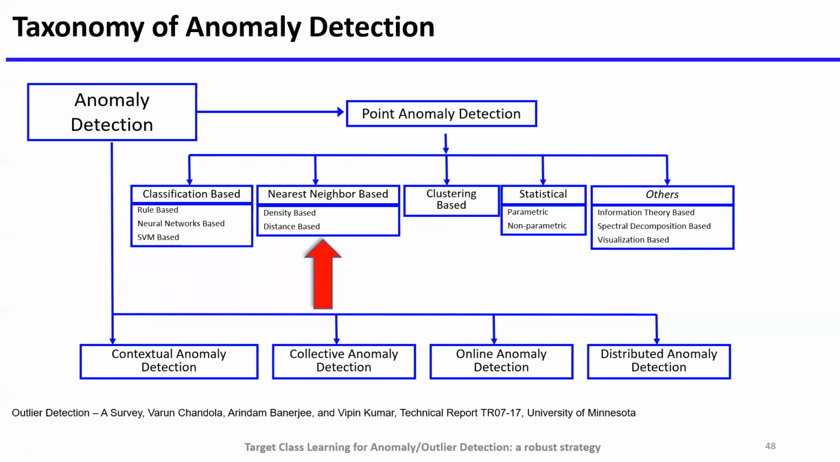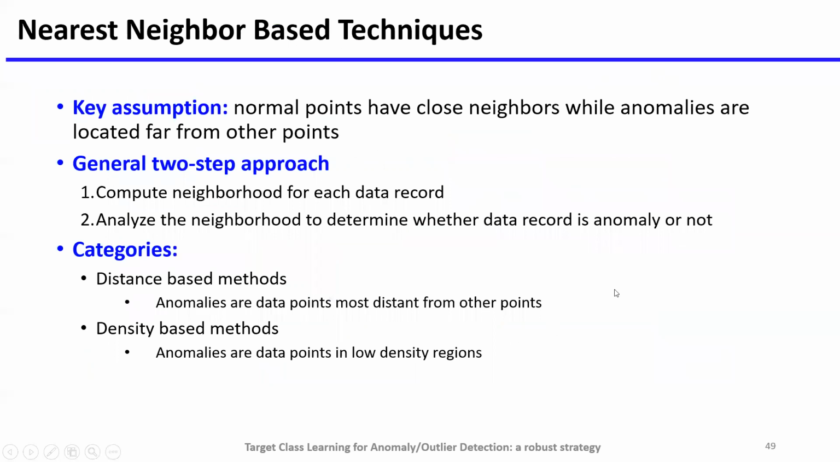So now let us see another type of anomaly detection method, for example the nearest neighbor based anomaly detection method. Here we are working with the assumption that normal points have close neighbors while anomalies are located far from the other points. This is the core assumption if we are working with the nearest neighbor technique. Here we follow two steps. First is computing the neighborhood of each data record, and the second step is analyzing the neighborhood to determine whether the data record is an anomaly or normal.